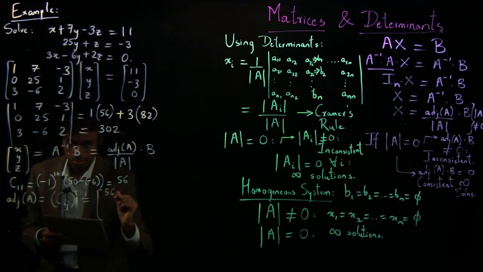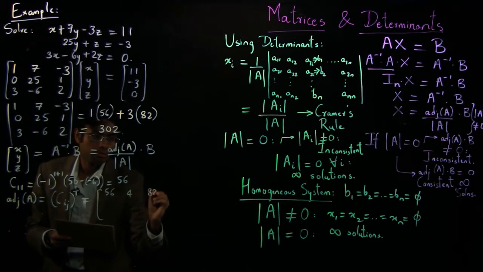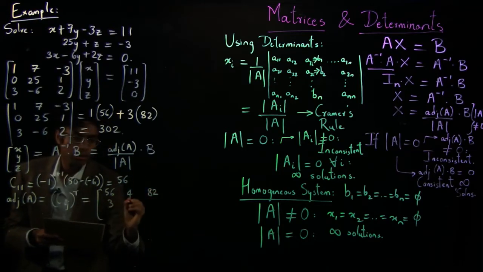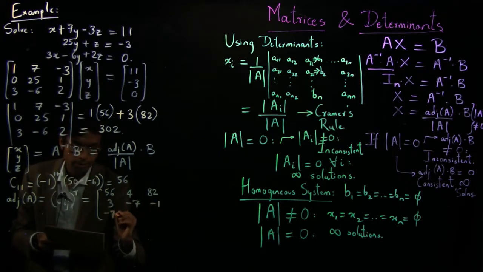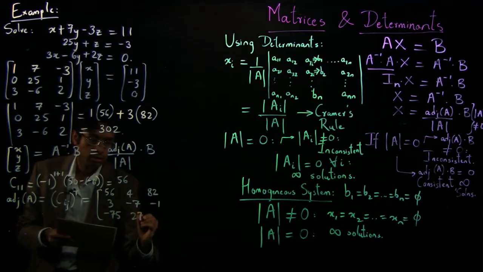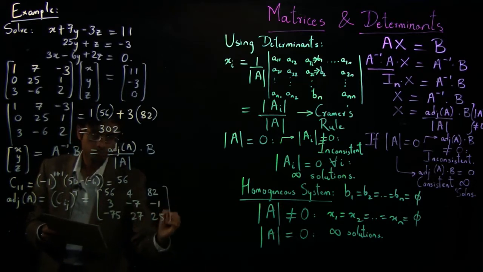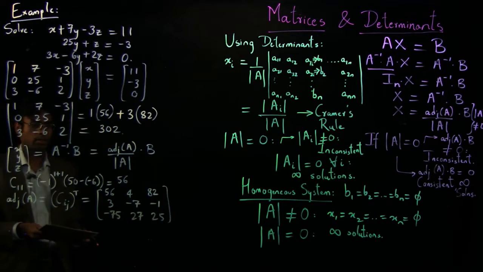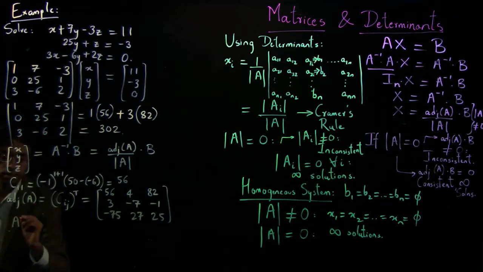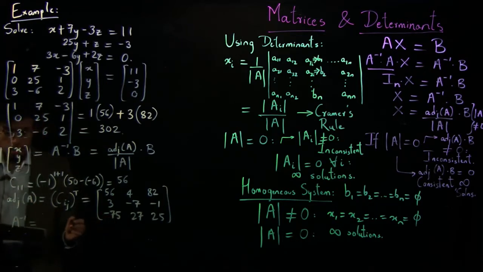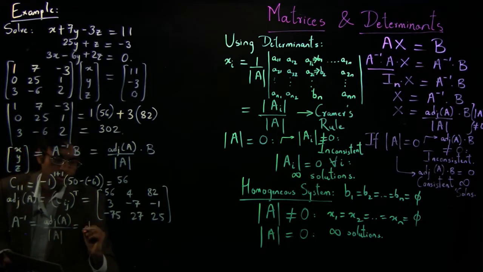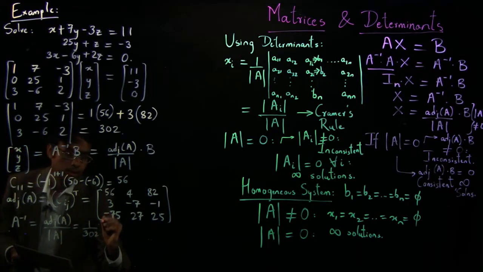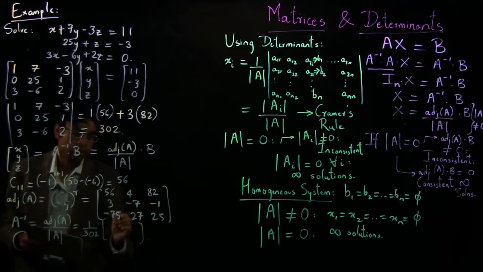So 56, 4, 82, 3, minus 7, minus 1, minus 75, 27, and 25. So A inverse is simply adjoint of A divided by the determinant of A. So 1 over 302 times this whole big matrix. I'm not going to write it again.